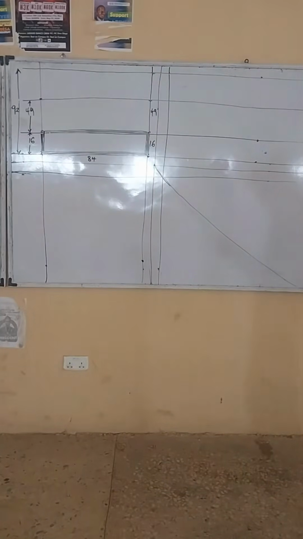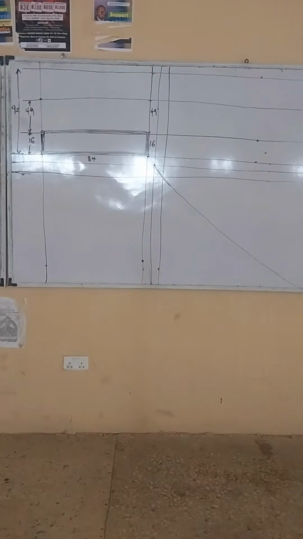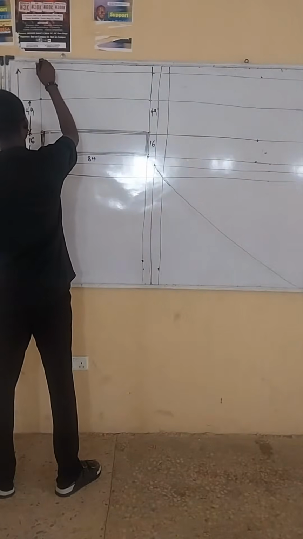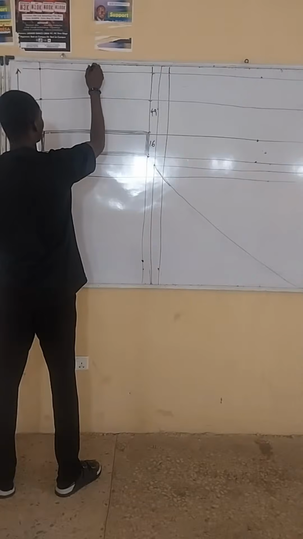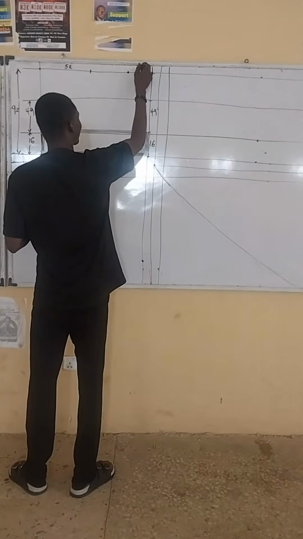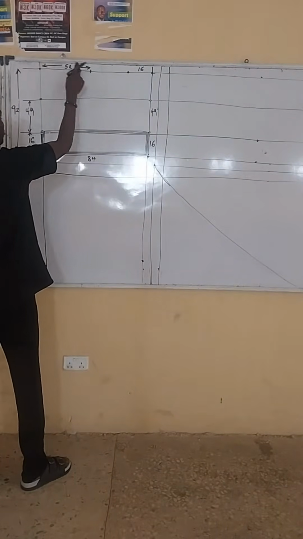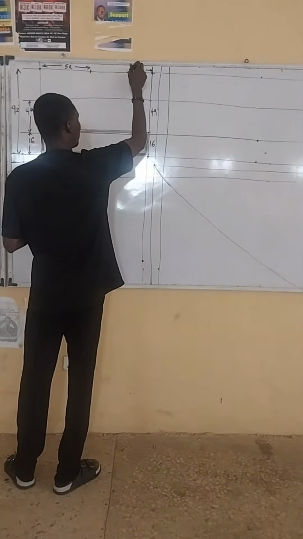The next part. Horizontally, we have 52 and 16. So let's get these two at a time. That means 52 from the left, 16 from the right. From this left hand side, mark 5.2. Then from this right hand side, mark 1.6. I say from the left hand side, mark 5.2. From the right hand side, mark 1.6.